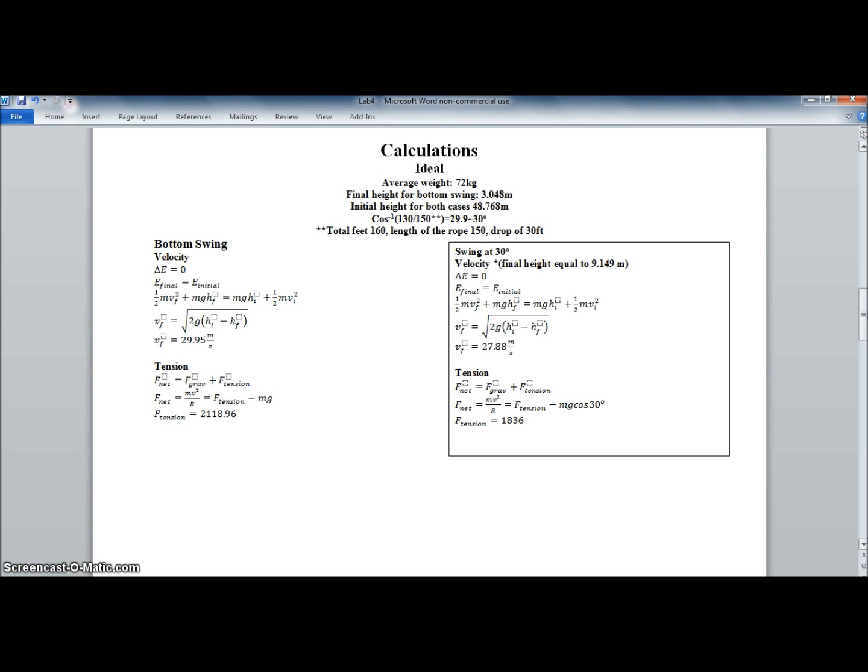Using this, we can again use the idea that F net equals mass times velocity squared divided by r plus the force of gravity to determine the force of the tension. The force of gravity in this case is now only partial the total force and can be equal to weight times gravitational constant times cosine of 30 degrees.